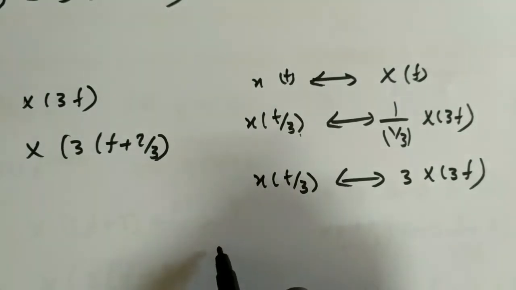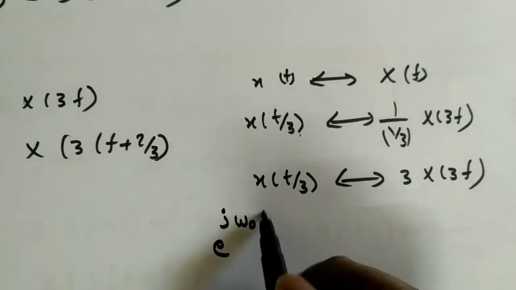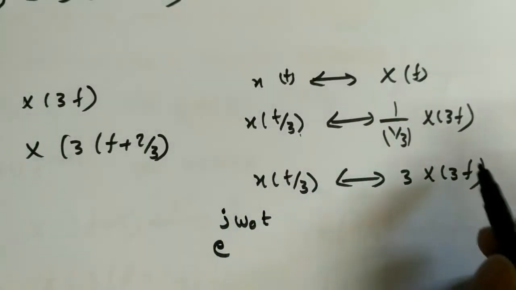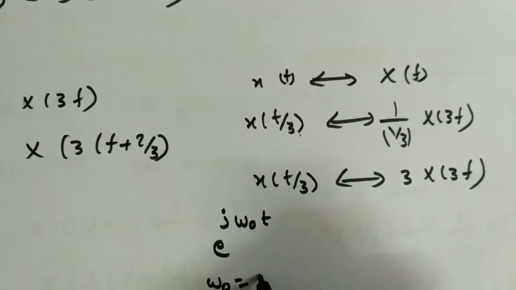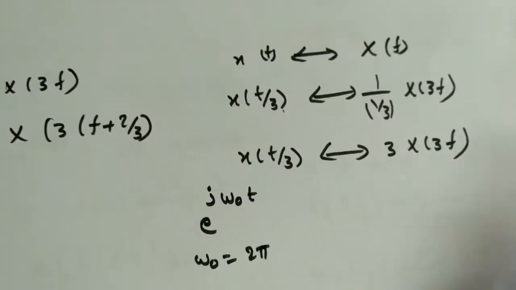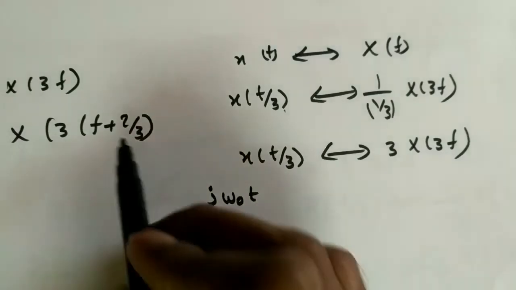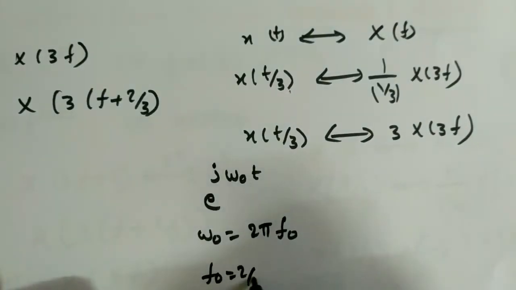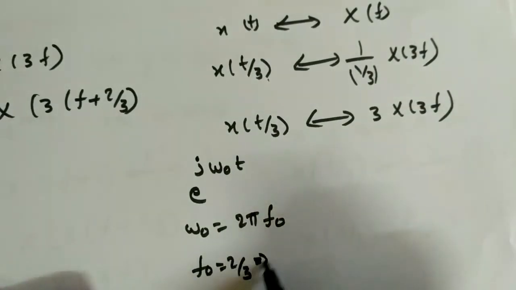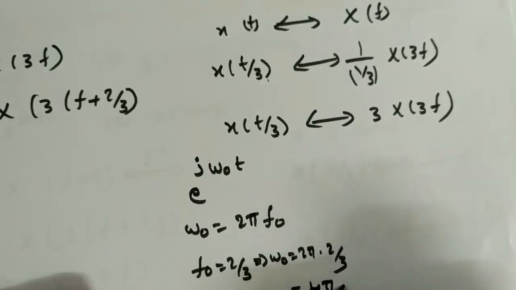Now if I multiply with, suppose, e power j omega naught t, but here we are getting them in the frequency domain, right? So what is omega naught? Omega naught is equal to 2 pi f naught, yes or no? So what is f naught we require? That is important here. So f naught is equal to 2 by 3. So what will omega naught become? Omega naught is equal to 2 pi into 2 by 3, so it will become 4 pi by 3.